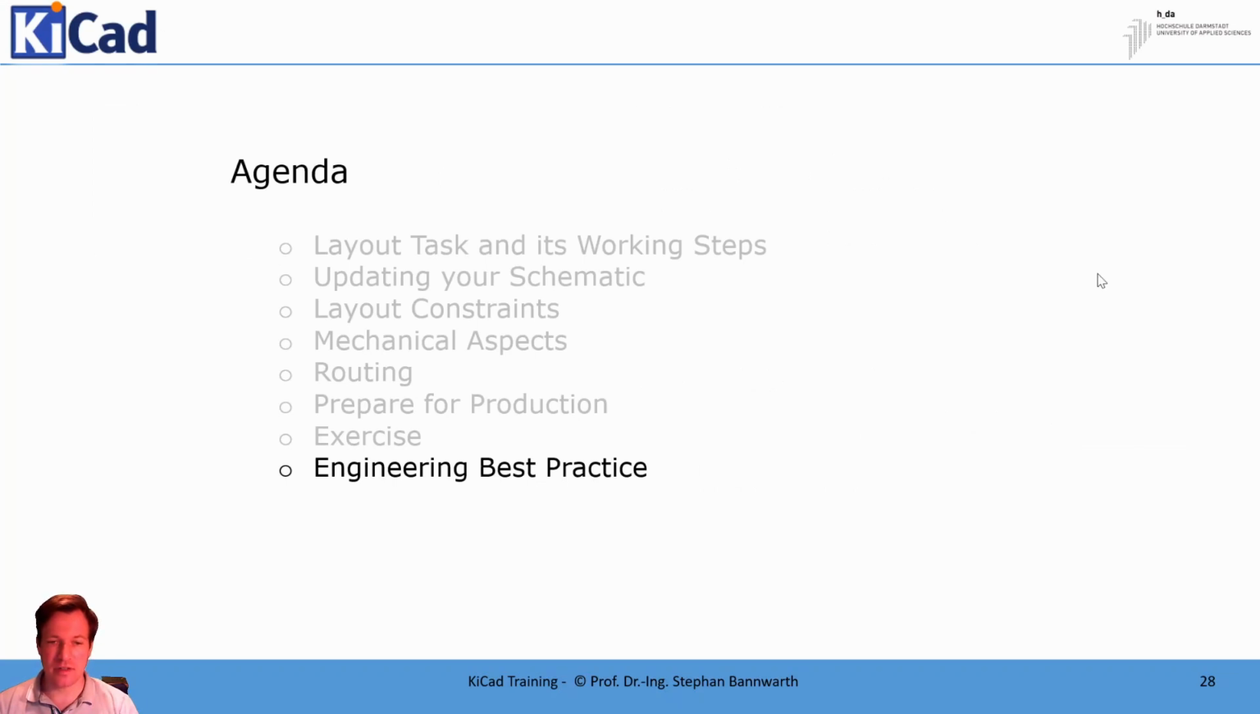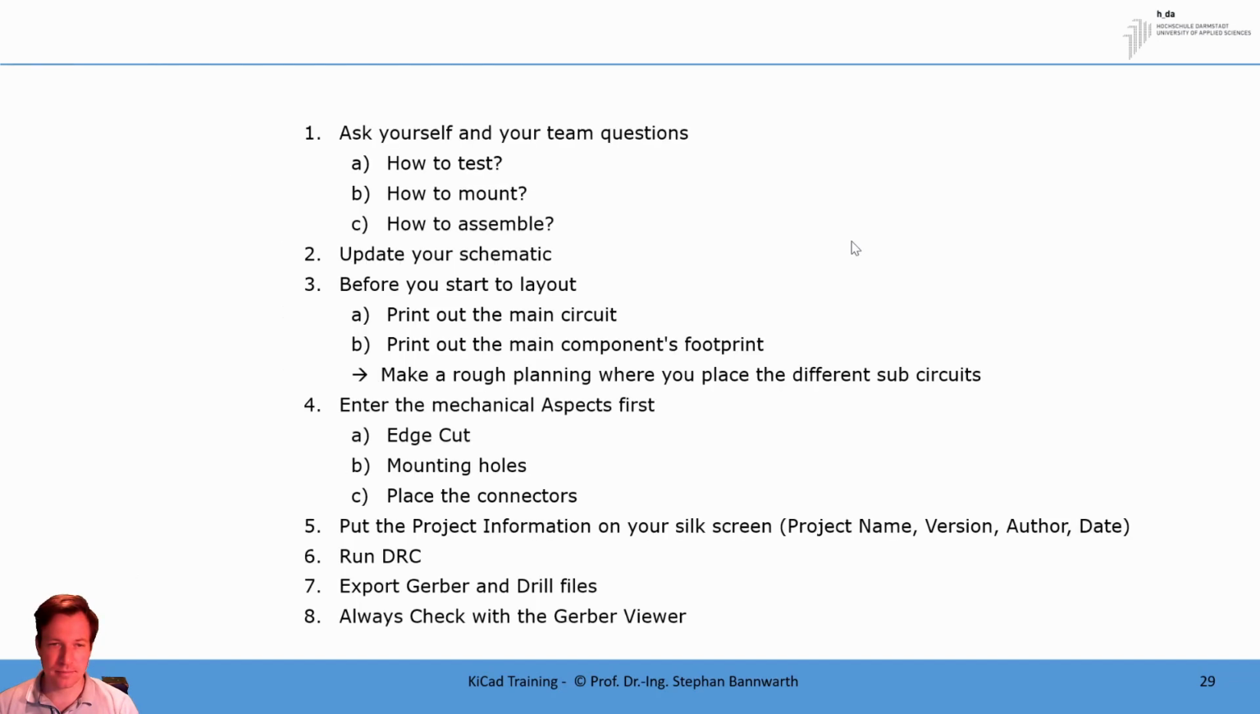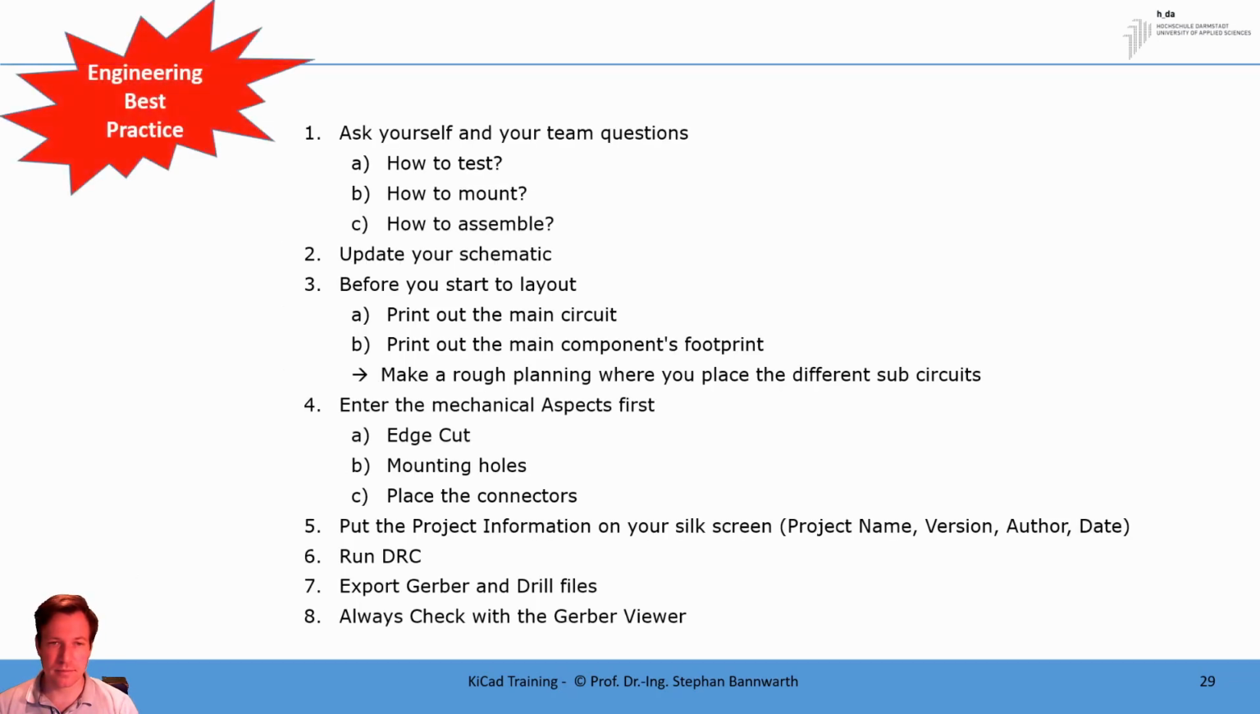Now I want to talk about engineering best practice in order to avoid some typical pitfalls. Ask yourself and your team questions: how to test, how to mount, how to assemble. And the answers to these questions should result in an update of your schematic. Before you start your layout, I highly recommend to print out the main circuit, print out the main component's footprint, and make a rough planning where you place the different sub-circuits on your PCB.